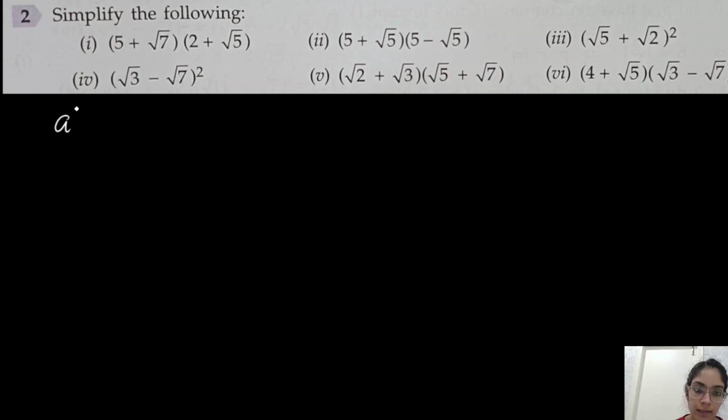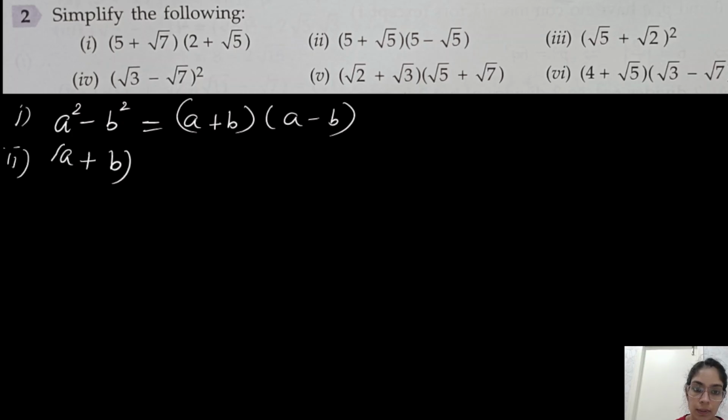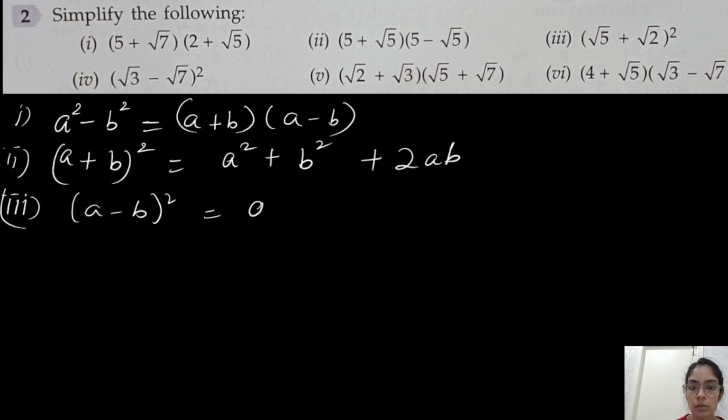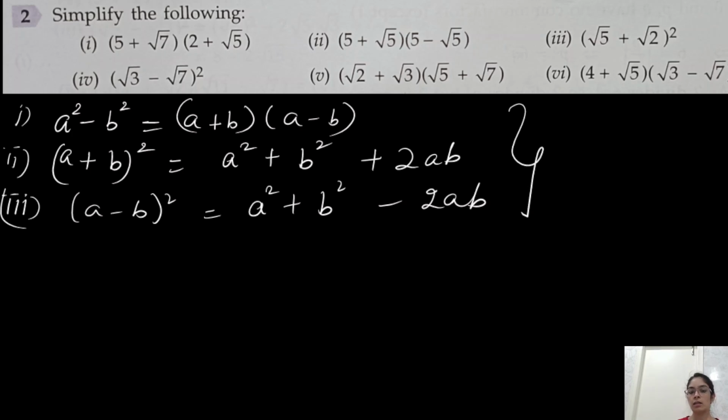Three commonly used identities are: a square minus b square is equal to a plus b into a minus b. First one. Second one is a plus b whole square is equal to a square plus b square plus 2ab. Third one is a minus b whole square is equal to a square plus b square minus 2ab. These identities are very important when we have to do questions related to rationalization. First of all, some simple questions we will solve. Then in the next question, I'll be explaining rationalization.